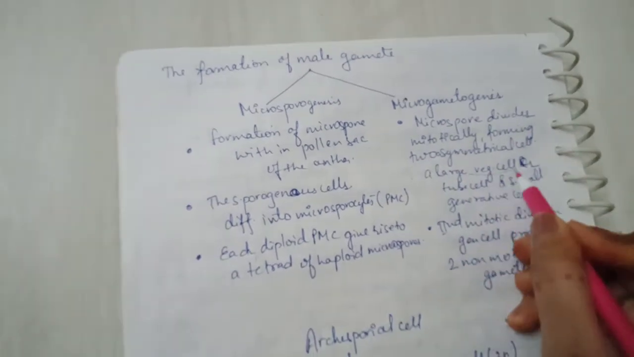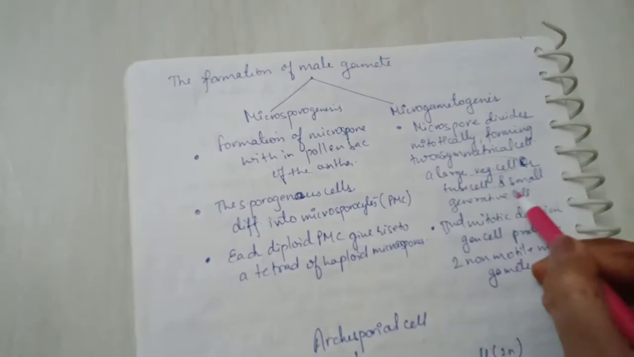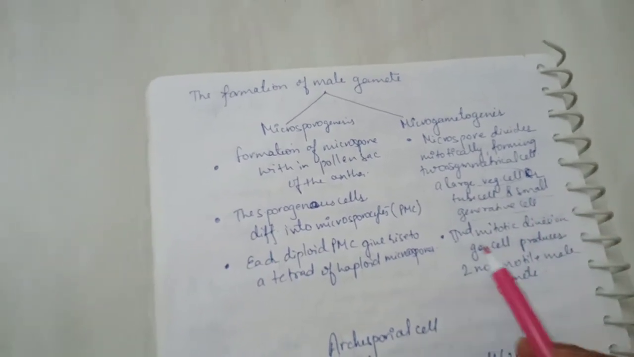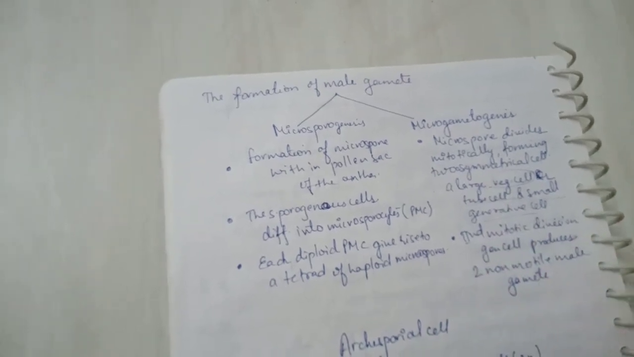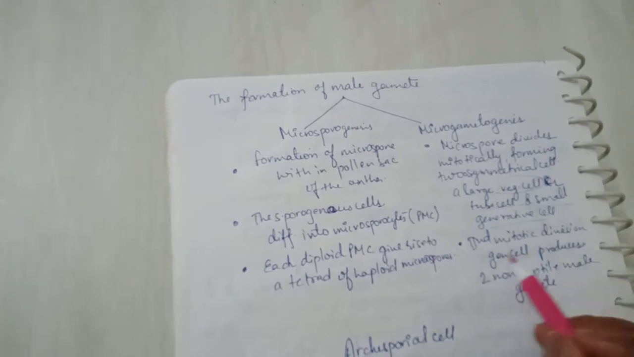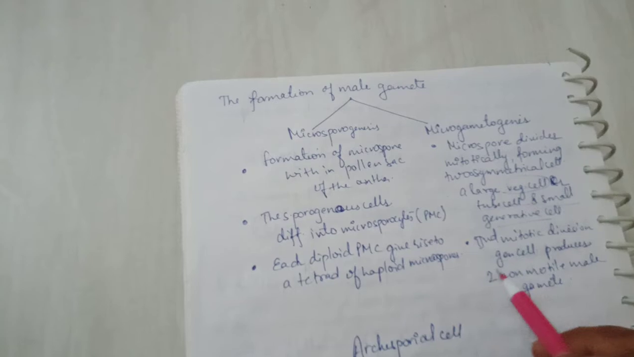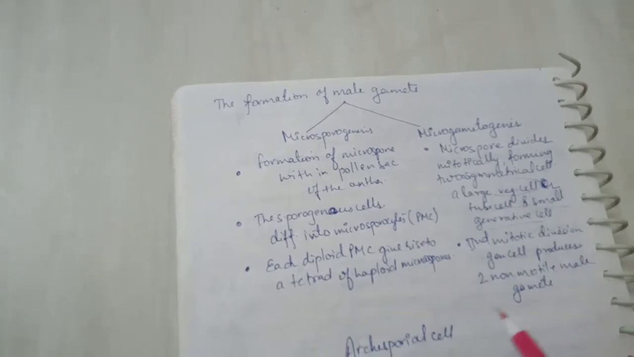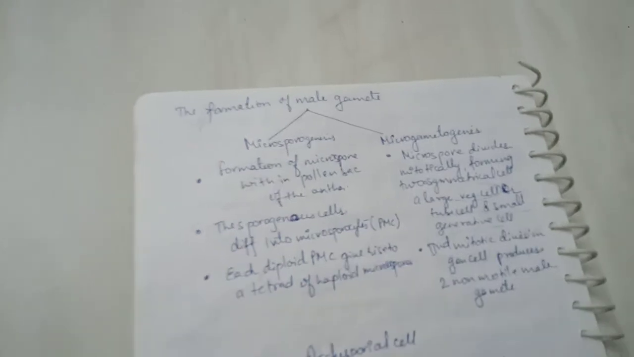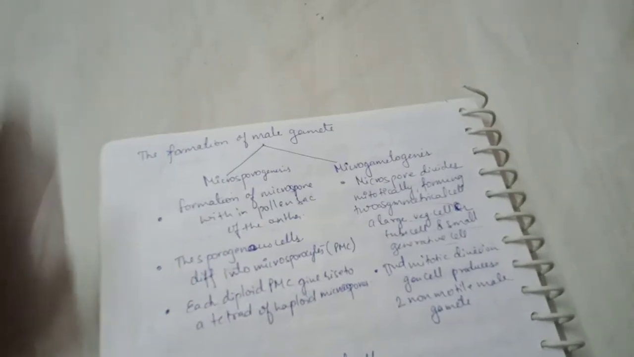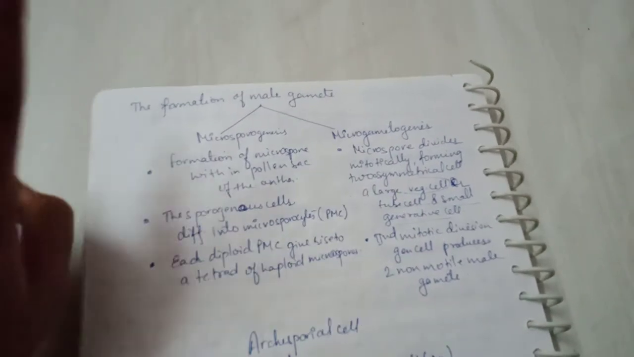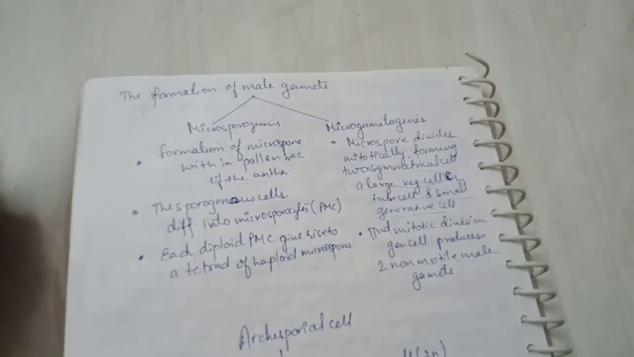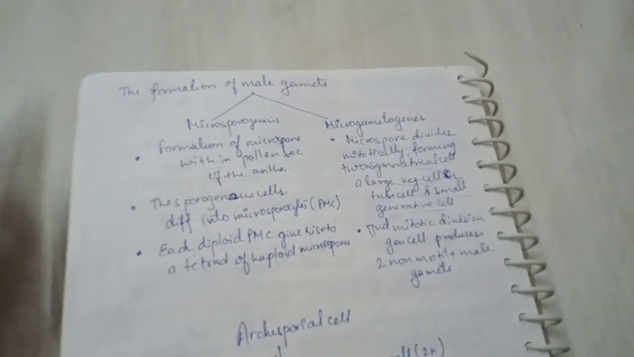A large cell is called a vegetative cell or a tube cell, and a small cell is called a generative cell. After the first mitotic division comes the second mitotic division, which produces two non-motile male gametes from the generative cell. There are two types of division, the first mitotic division and the second mitotic division. In the first mitotic division, two types of cells are formed. The first one is the vegetative cell and the second one is the generative cell. The vegetative cell is the tube cell and the generative cell is a small cell.